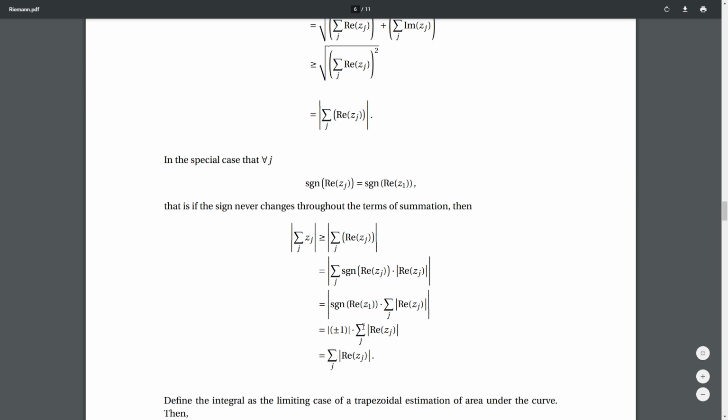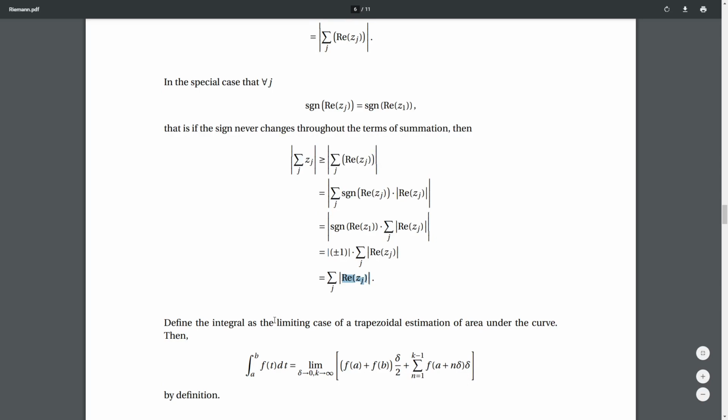Okay, well now, this is an absolute summation, and this is the absolute value of this sign, which is plus 1 or negative 1. Well, that just goes away, right? And so in this strict case where the sign doesn't change over the sum, this is greater than or equal to the sum of the absolute values of just those real parts. So that now we can use a lower bound considering just the real part. We've pulled in that absolute value, and we're going to take advantage of that.